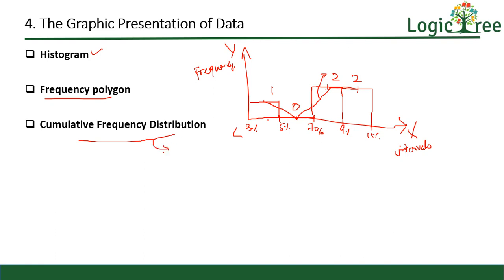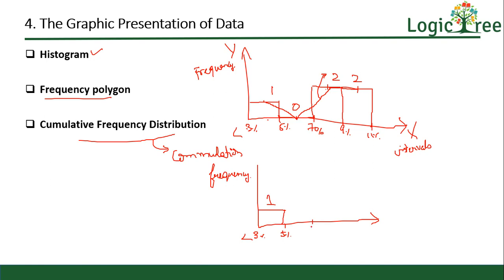Cumulative frequency distribution is when I am taking cumulative frequencies. So if I represent the above table, for 3 to 5% I have 1 observation. For 5 to 7% I have 0 observations, but the previous is cumulative, so I will represent it as 1. For 7 to 9% I have 2 observations, so now the total number of observations comes out to be 3. For 9 to 11% my total observations come out to be 5. So this is the cumulative frequency distribution.